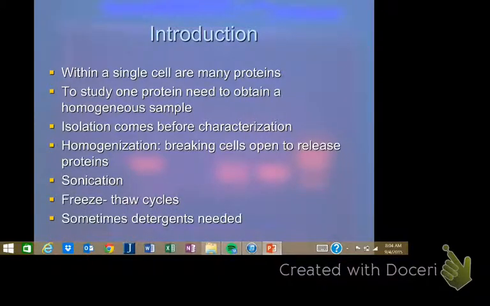All right, so to summarize here, within that single cell, there are so many proteins. The protein composition depends from cell to cell. And so, to study that single protein that you're wanting to study, or that perhaps is causing the disease state, you have to try to obtain as homogeneous a sample as possible. Before you can even characterize it, you have to isolate it from everything else. So there are different techniques that we're going to talk about and go into detail about. And we'll finish by talking about how to sequence the proteins, like if it's a protein that you don't know the amino acid sequence for.